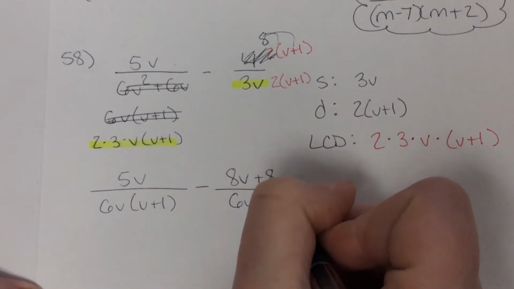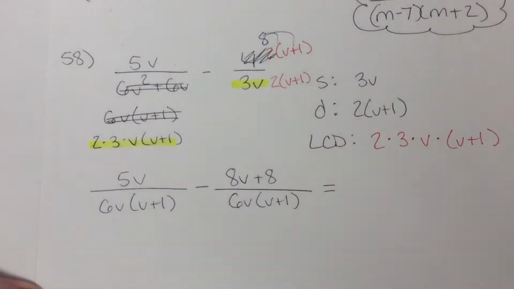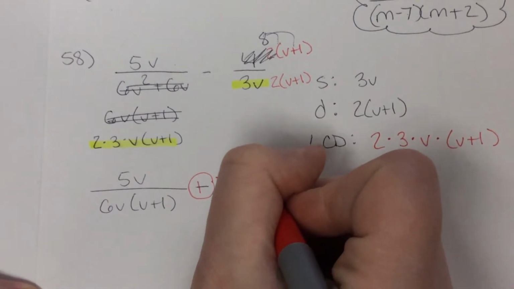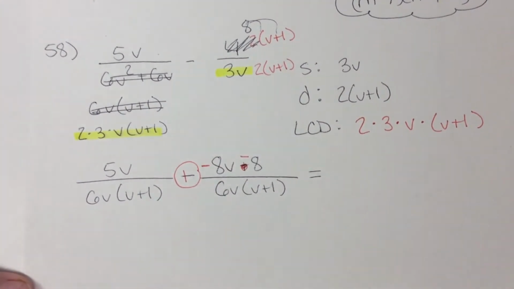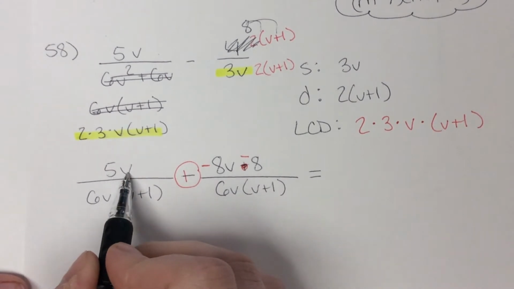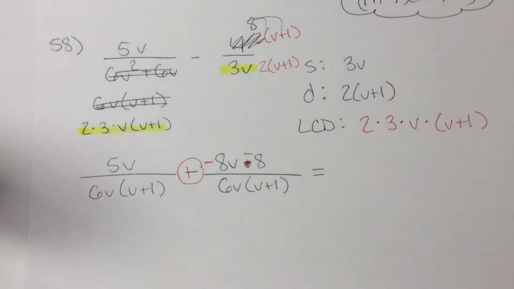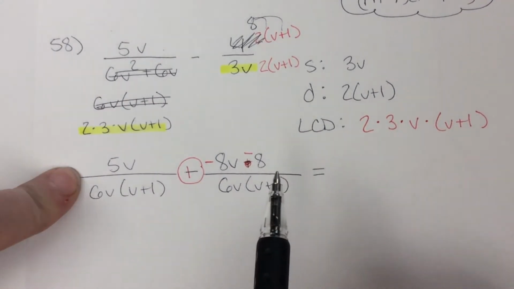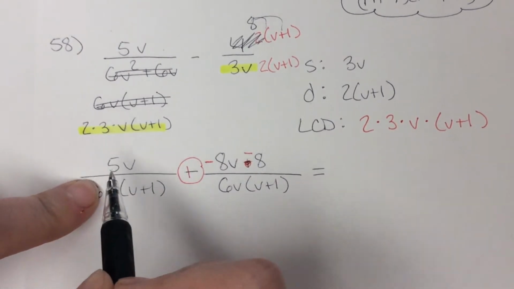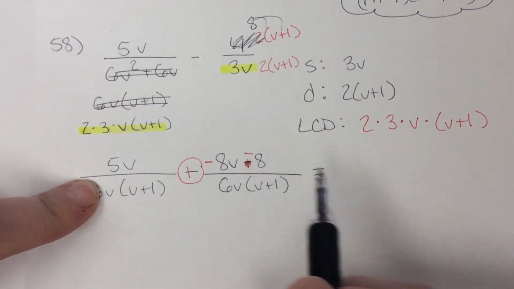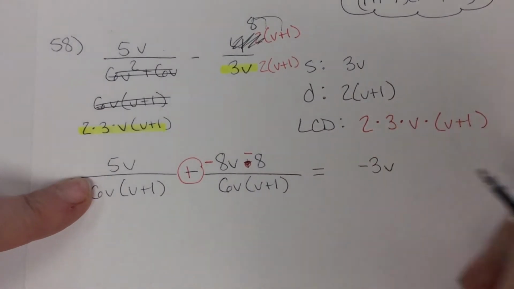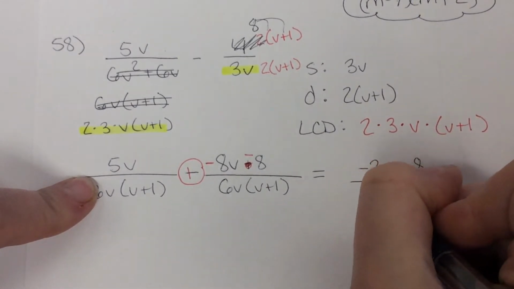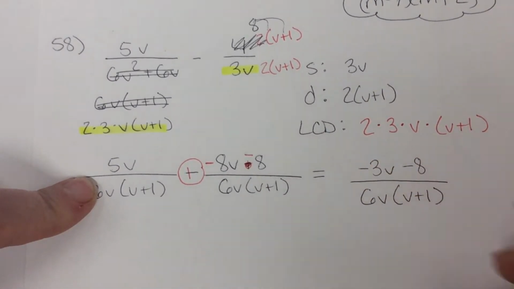6v, v plus 1. All right, so this is a subtraction problem. We're going to change this to addition and distribute that negative sign into the second fraction here. So now we have 3v minus 8v. Oh my gosh. Sometimes I do math and I say it out loud and my head thinks faster than my mouth moves. Sorry about that. 5v minus 8v is negative 3v. Oh my goodness. Then minus 8, over 6v, v plus 1.